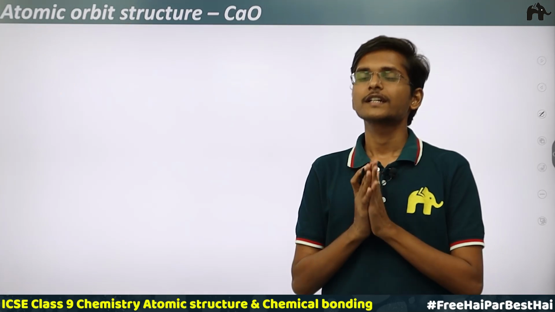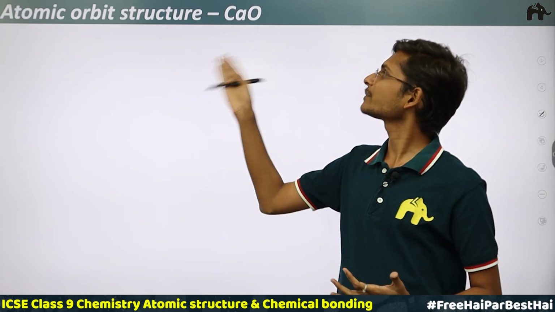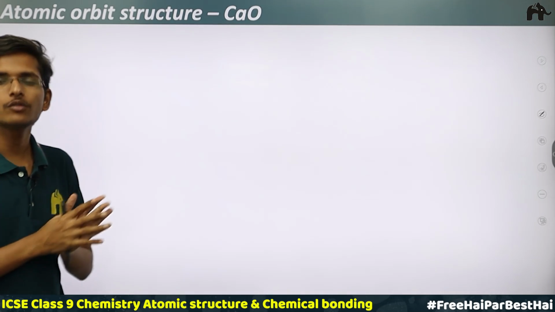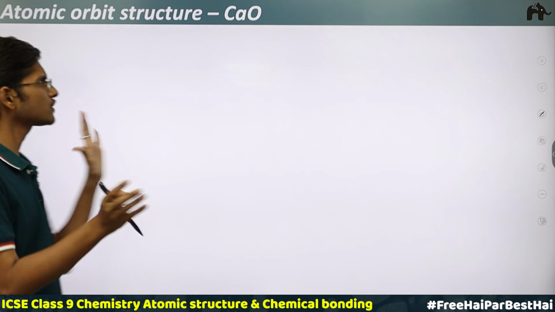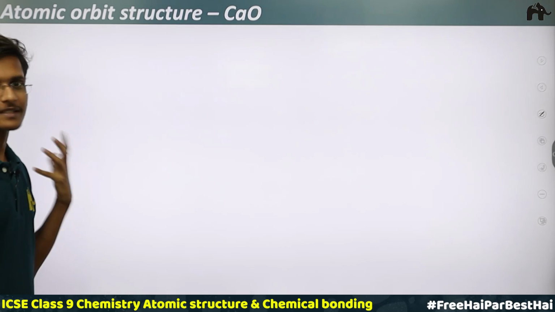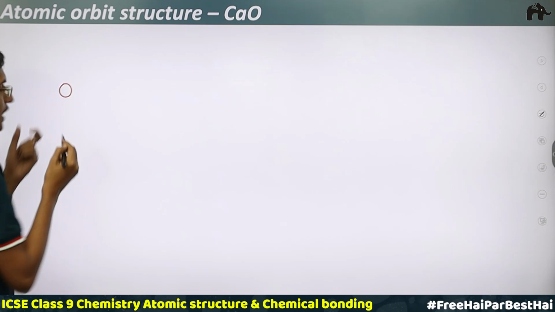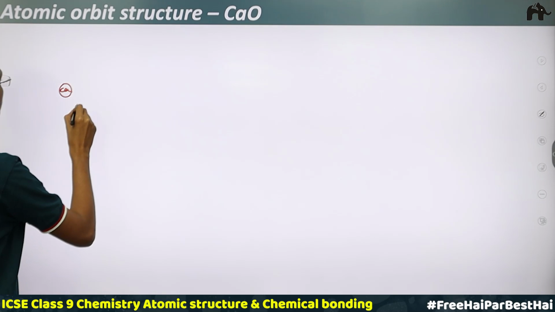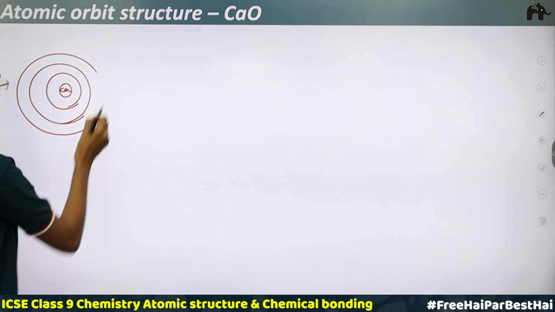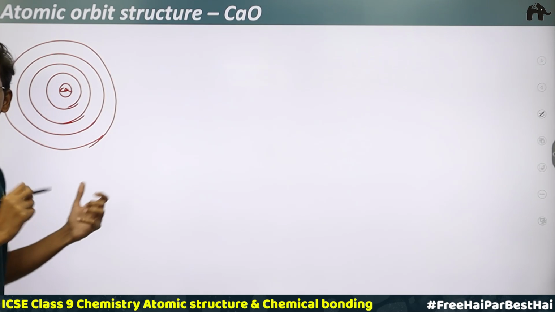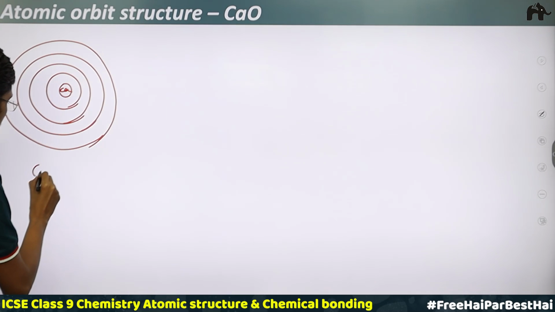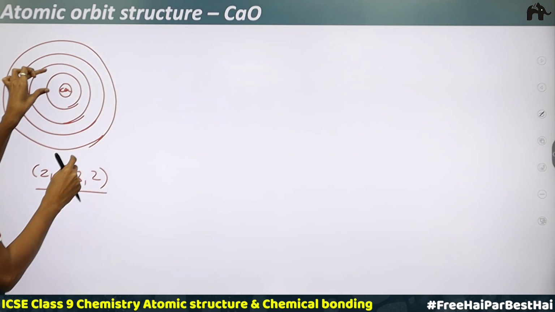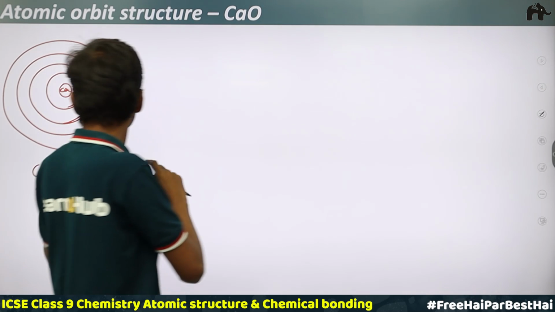Clear? Okay. Now moving ahead, let's see the atomic orbit structure of calcium oxide and its formation. The same story as that of NaCl would be applicable for this also, because it is also an ionic compound. Let's quickly go through these compounds, because we already know the basics now. So I'm going to draw the structure of calcium: nucleus, first shell, second shell, third shell, and the fourth shell. Why am I drawing 4 shells? Because I know the electronic configuration of calcium is 2, 8, 8, 2.